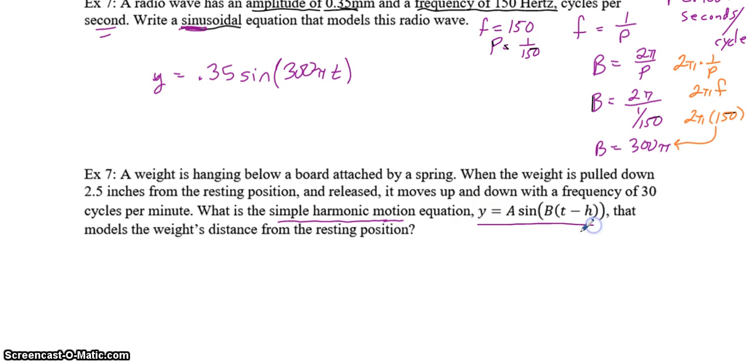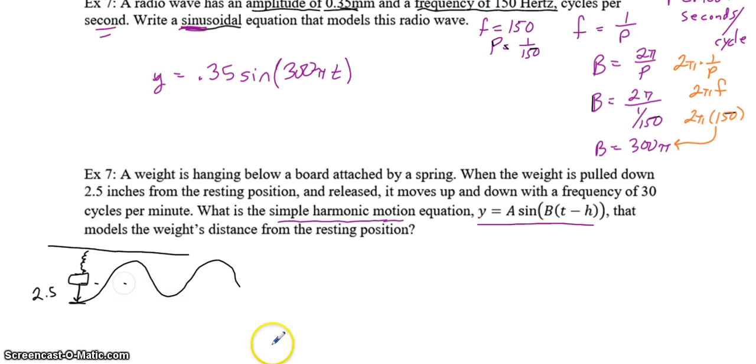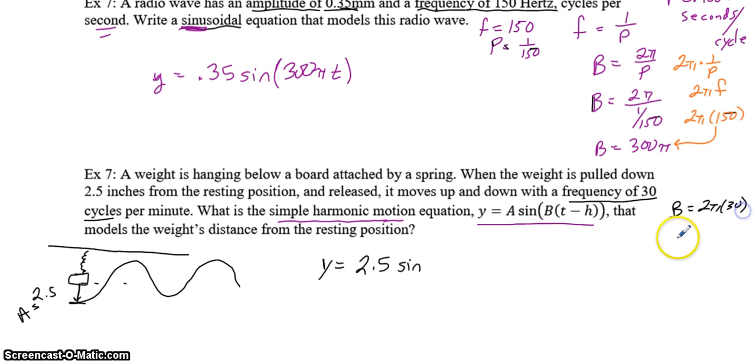Anyways, here's what we're gonna do. Put this to a sine curve. So what's happening is we have this weight on a spring that sits here, and we pull it down 2.5 inches. So now it's down to here, and then we release it. So it's going to go like that. So that 2.5 is our amplitude. Okay, so y equals 2.5 sine. What's B? Okay, frequency of 30. If we use this here, our B is 2 pi times 30, 60 pi.